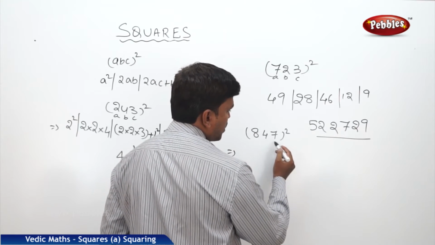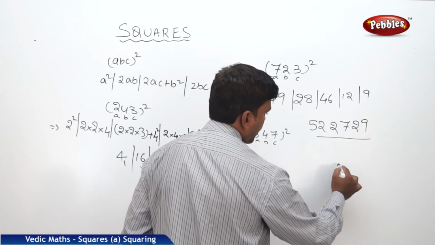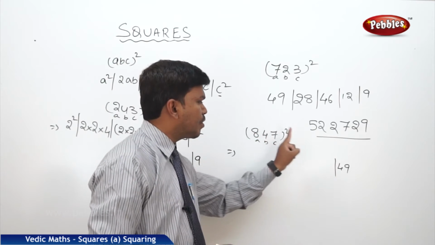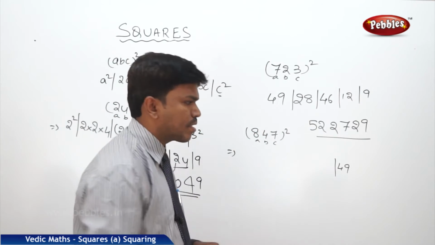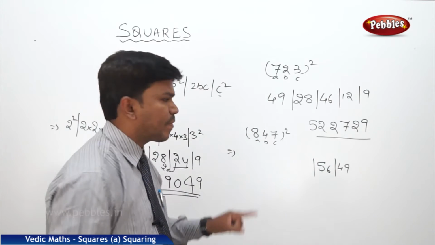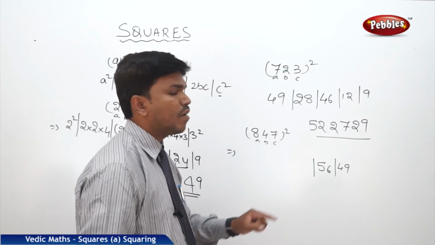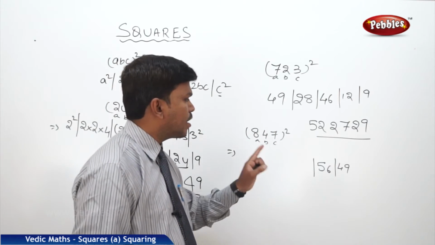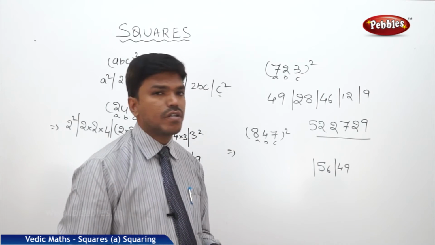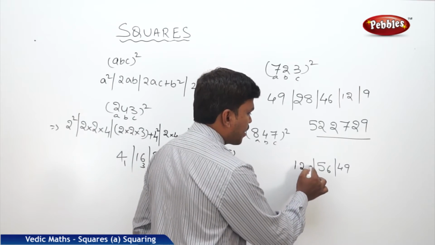First, c square. We already know c means 7. So 7 square, 49. 2bc. 2 into b into c. 2 4s are 8. 8 7s are 56. 2ac plus b square. 2ac. 2 into 8 into 7. 2 8s are 16. 16 7s are 112. So 2ac is 112. Keep in the mind. Plus b square. What is b square? 4 square, that is 16. 112 plus 16, 128.